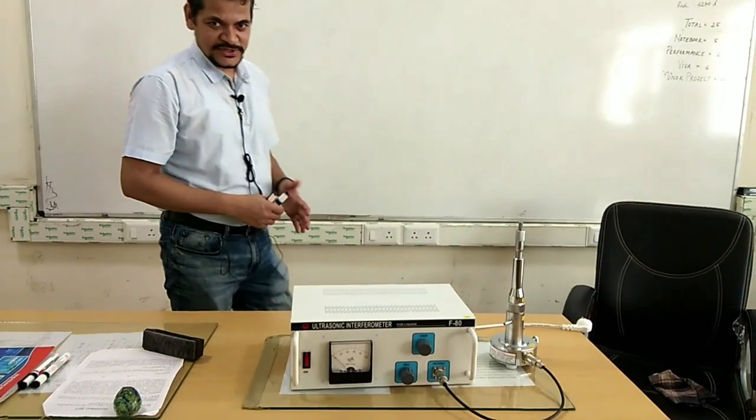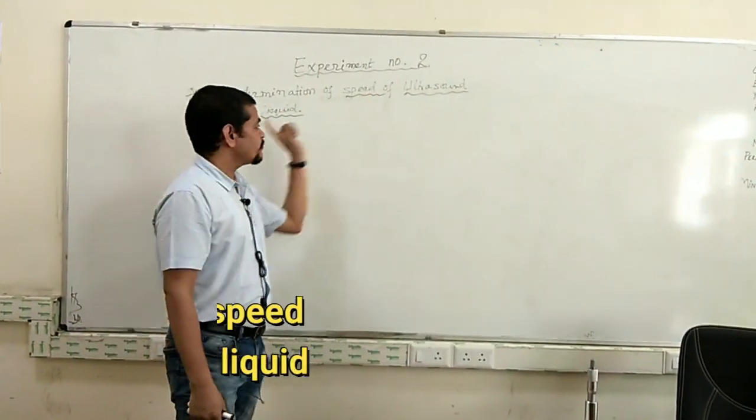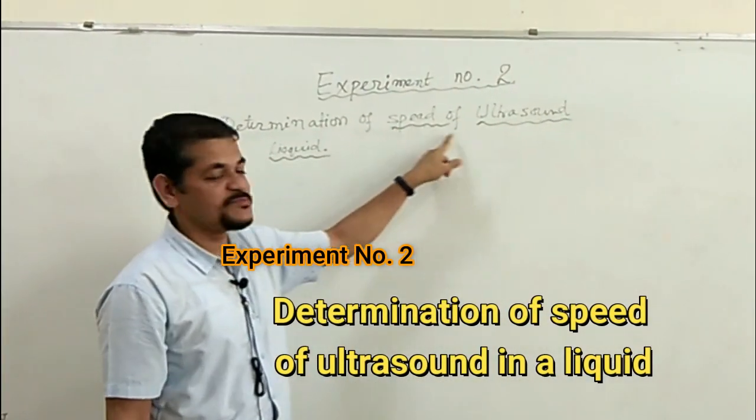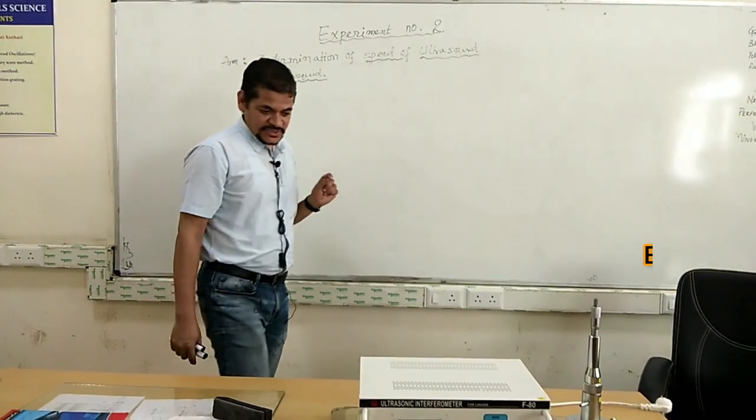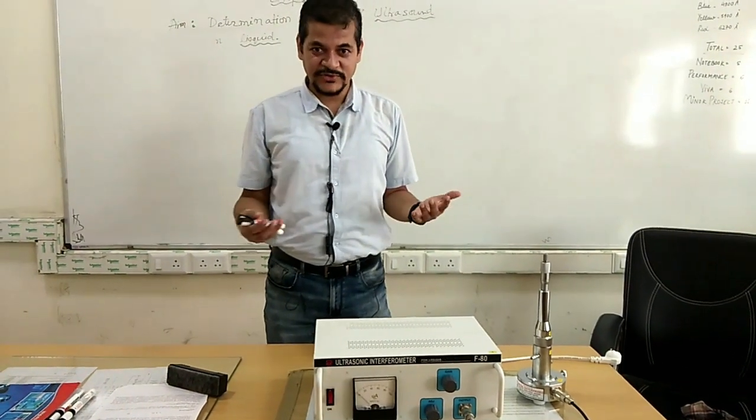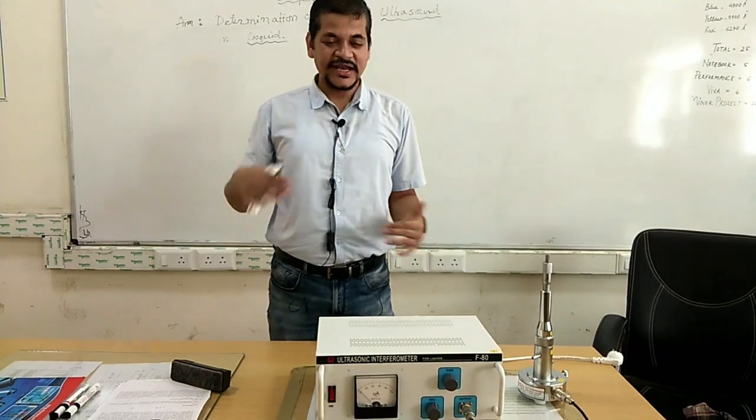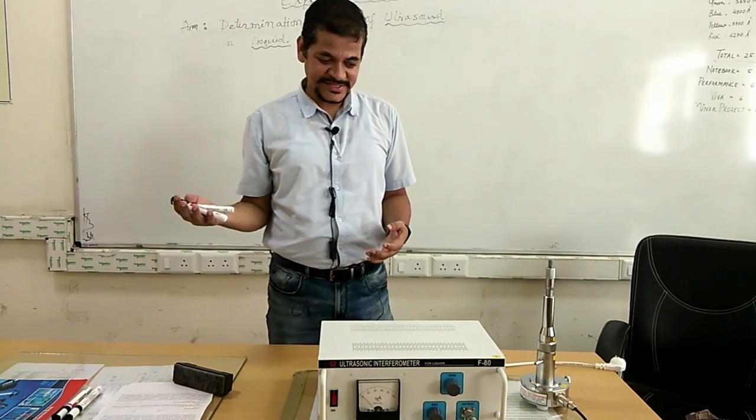Dear students, today we are talking about our experiment number 2, where we do the measurement. It's about determination of the speed of ultrasound in a liquid. Sound comes in different forms. The normal sound that we hear is from 20 Hz to 20 kilohertz, and all the sound frequencies above 20 kilohertz are called ultrasounds.